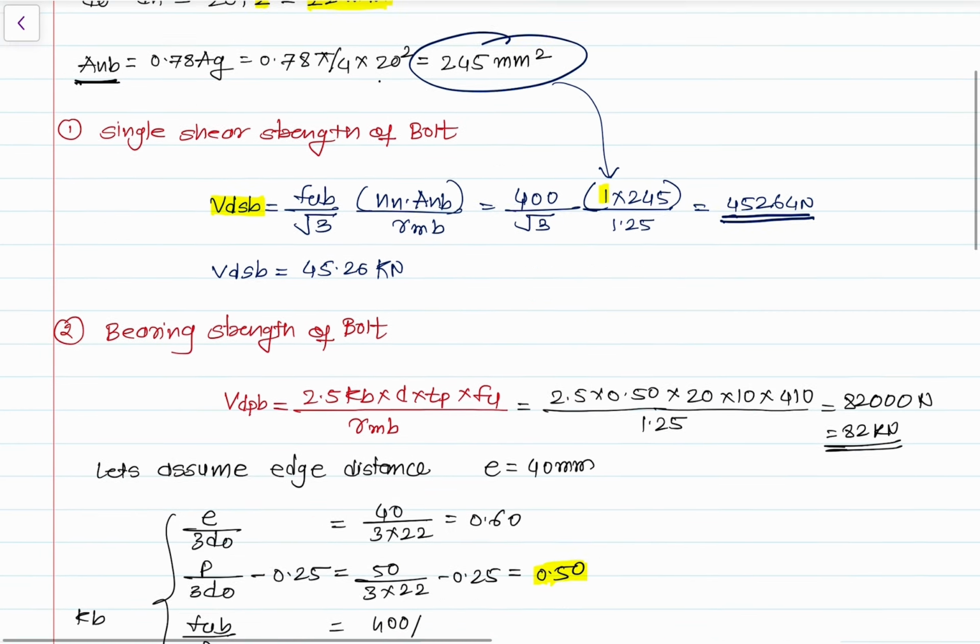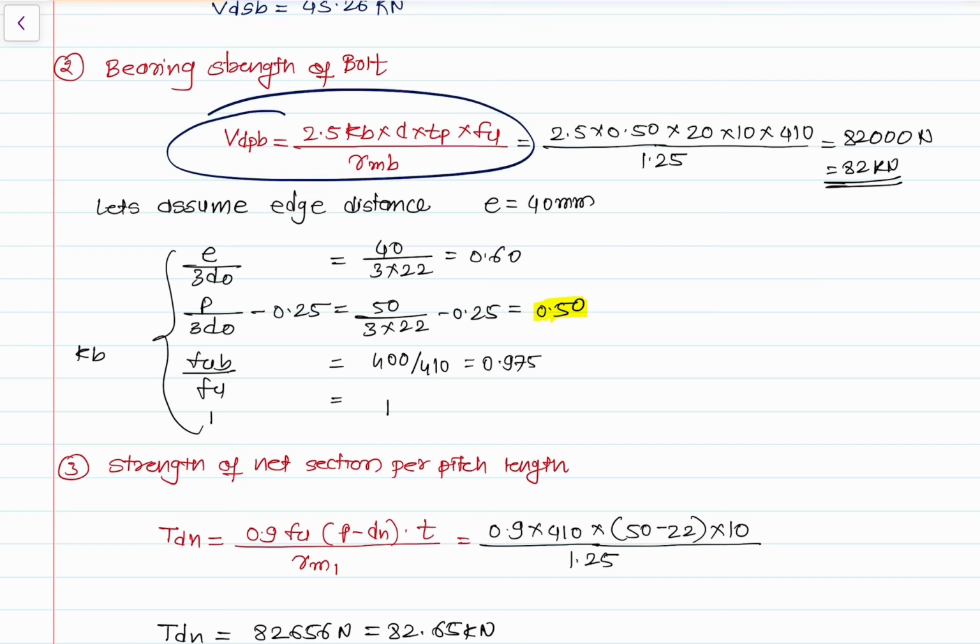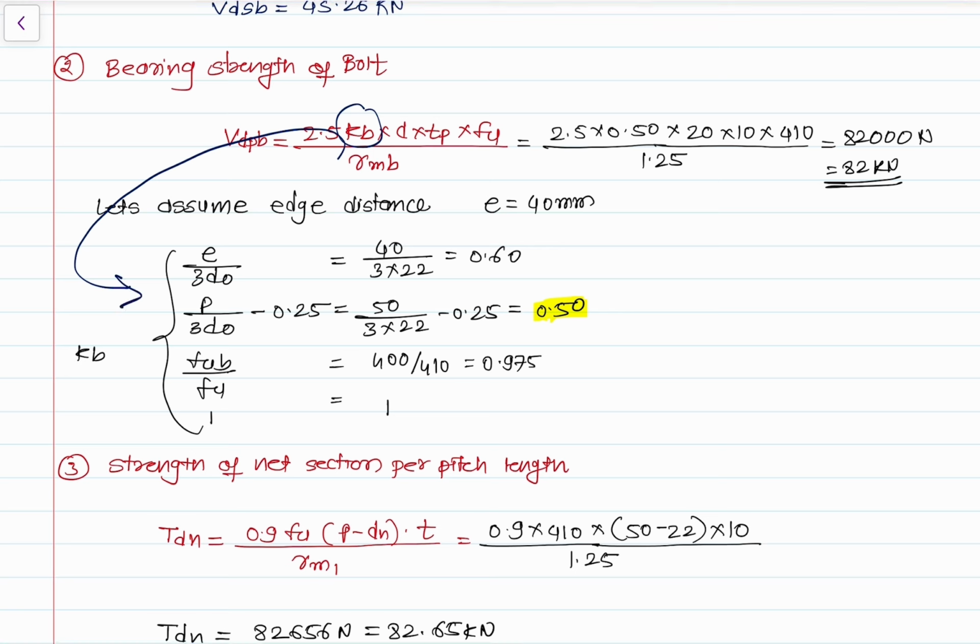Now if you are moving to step number 2, we need to understand, because we don't have any other data over here. Now let's calculate Vdpb also. Because there is no concern related to design, this is related to calculating the efficiency of the design. So the bearing strength of the bolt we can calculate by Vdpb, and we are all aware of the formula which we are using over here. Vdpb equals 2.5 kb into diameter of bolt into tp into fu divided by gamma mb. Now you are all aware that the kb value over here has four different formulas, right?